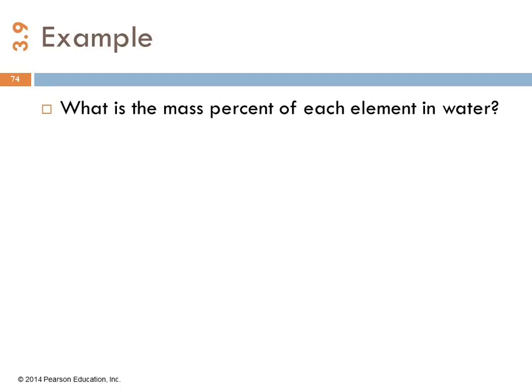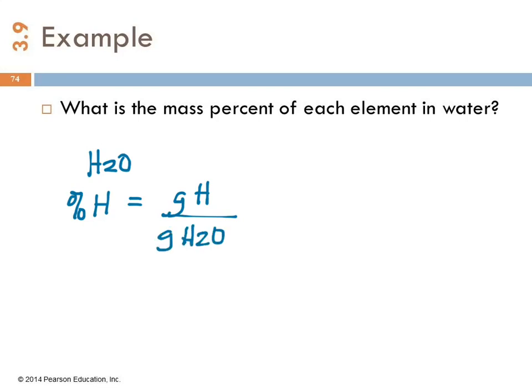So let's do this one. What's the mass percent of each element in water? What do we need first? We need the formula for water. What's the formula for water? H2O. So if we want the percent of hydrogen, that's going to be the mass of hydrogen, that's the part we're interested in, divided by the whole thing, the mass of the water, times 100.